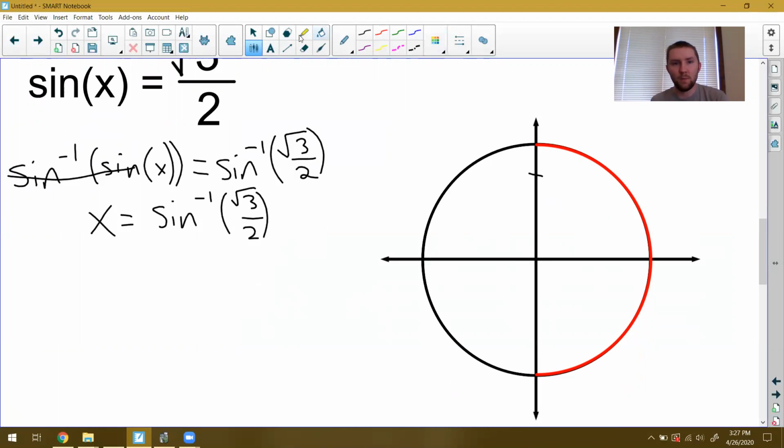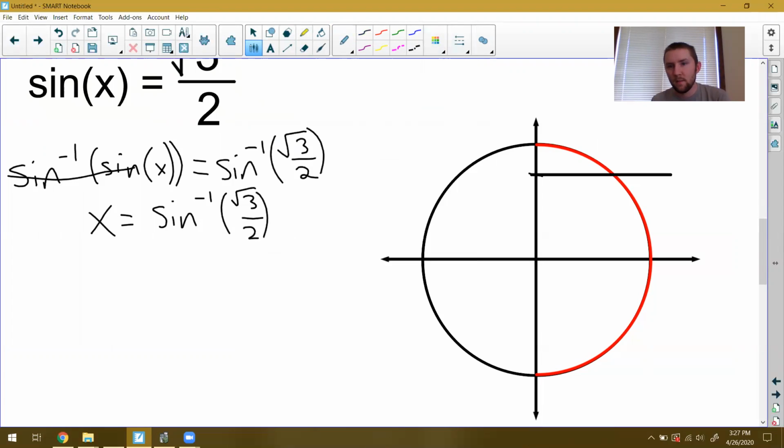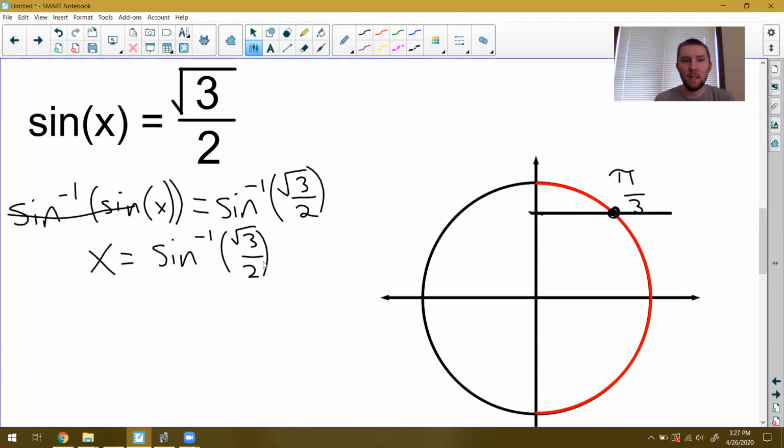If we make ourselves a horizontal line from here going over, we cross right here at pi over 3. So pi over 3 is the value of x that makes this sine value. This is just what we did in our last video.